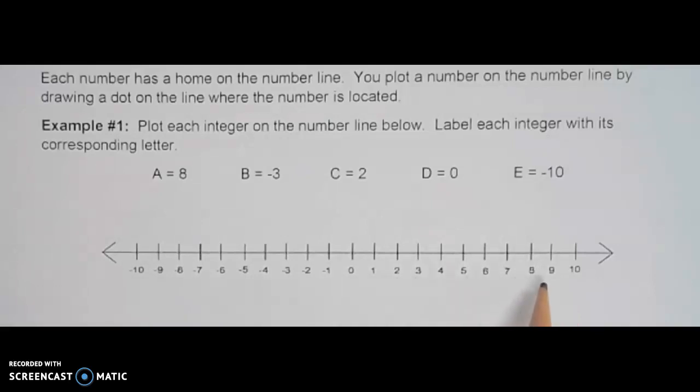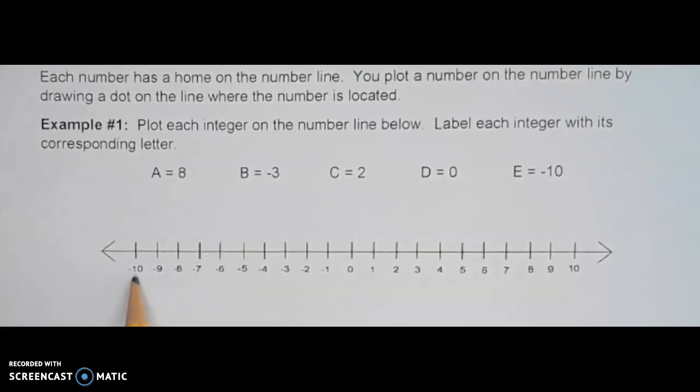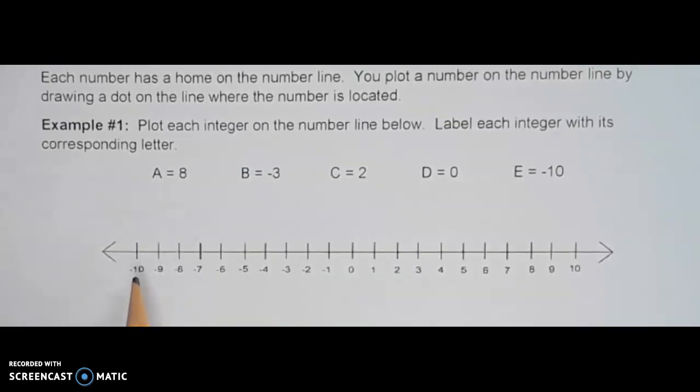All positive numbers are bigger than negative numbers. Okay, and thinking about negative numbers, -1 is bigger than -5 because -5 is further to the left. -5 is bigger than -10 because -10 is further to the left. So the smaller the number, the further it is to the left on the number line. Let's plot each of these numbers. Again, we're going to put a dot on the number line where the number is located.